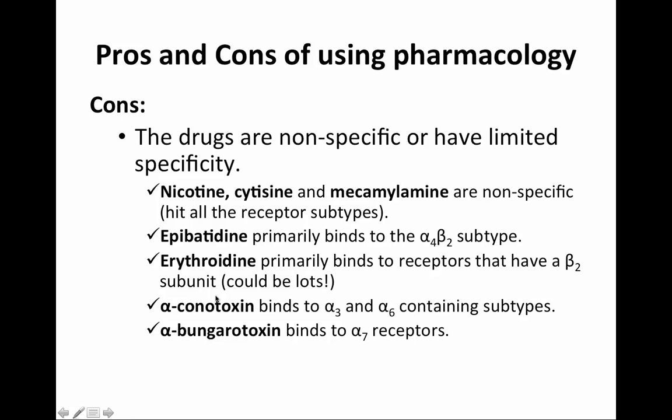Alpha-conotoxin and alpha-bungarotoxin are slightly more specific. Alpha-conotoxin binds to alpha-3 and alpha-6 containing subtypes, which again could still be quite a few, and alpha-bungarotoxin binds primarily to alpha-7 only receptors.